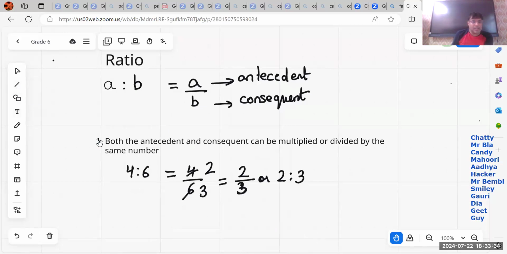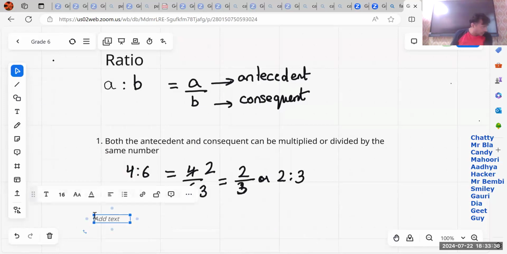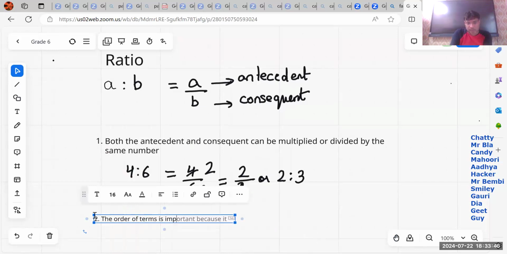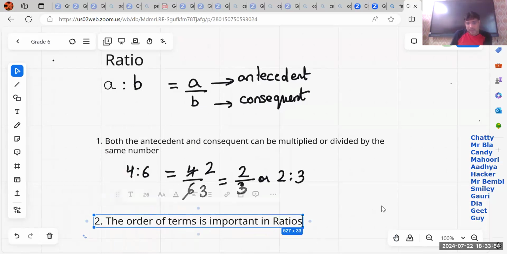So next, just like fractions, the order is very important. The order of terms is important. Means आप antecedent को consequent नहीं बना सकते और consequent को antecedent नहीं बना सकते.